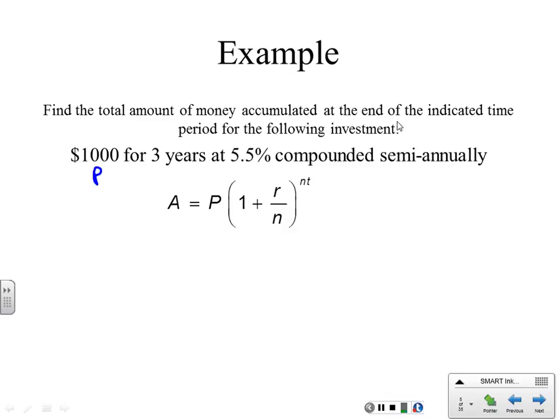3 years, is that N or T? T. That is going to be T. Good. And your rate, and I suggest that you put it in as a decimal. You're going to move that decimal 2 places, so you're going to get .055. And then semi-annually is going to be your N. What does that equal to?